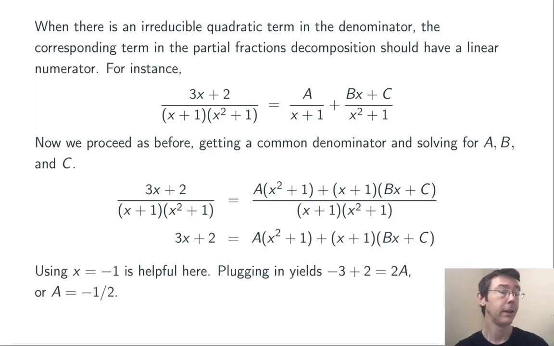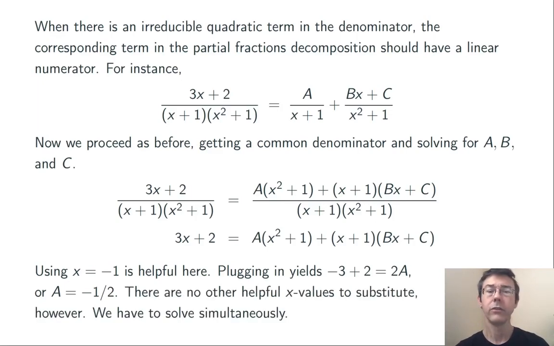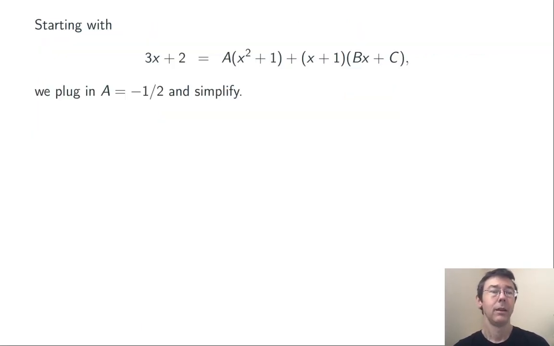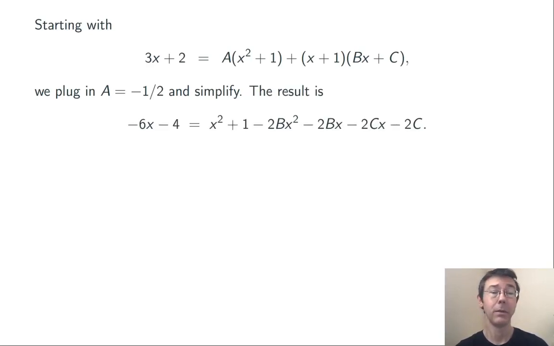Here, when I plug in x equals negative 1, the bx plus c term gets canceled. So I end up getting negative 3 plus 2 is 2a, and therefore a is negative a half. Unfortunately, there's not another convenient value that we can plug in to cancel out, for example, the a's and b's to be left with just c's. We're going to have to do some simultaneous solving. So let's take the equation we have and simplify it a tiny bit by using a equals negative 1/2.